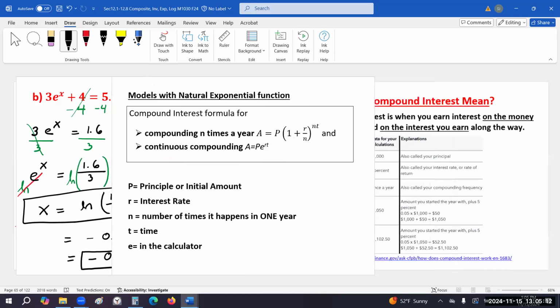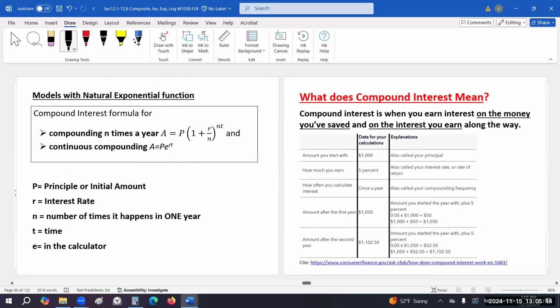Now, what's the difference between them? You don't have to know this, but I thought knowing about it will help you in your real life. So compounding, the first formula, is saying compounding how many times in a year. Compounding means how many times you want to check your interest rate. For example, if you want to compound 12 times a year, monthly.